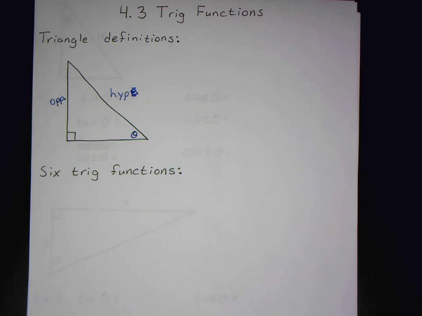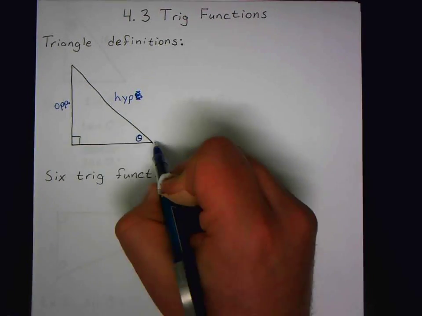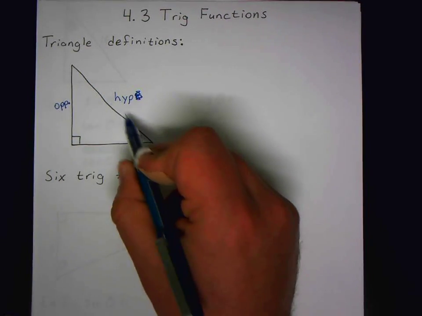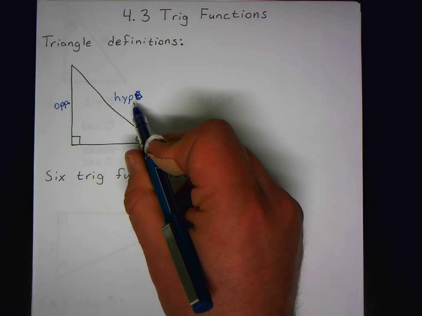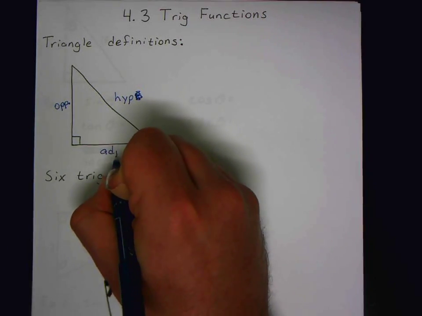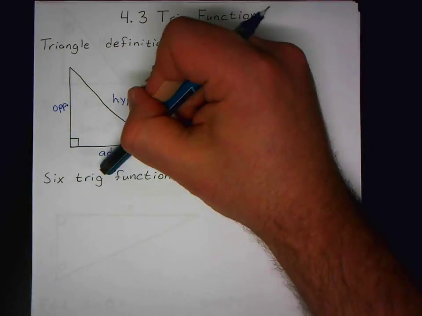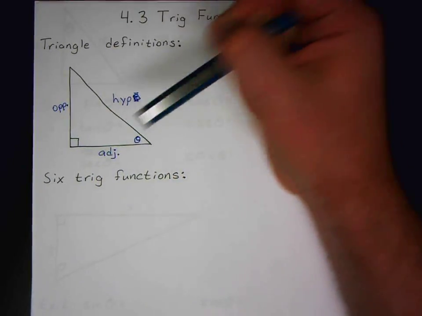And then adjacent in geometry always means touching. So we have two sides that create this angle, two sides that are touching it. One of them is already defined, it's already called the hypotenuse. So the other one we define as adjacent. If I would move that angle up to the top, then my opposite and my adjacent sides would switch.